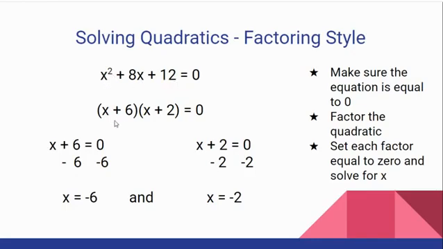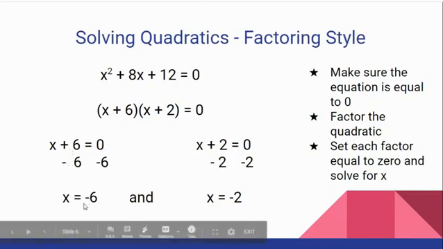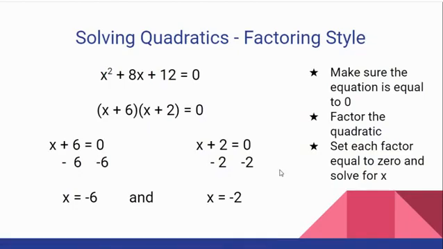When I factor this quadratic, I get x plus 6 and x plus 2. Using the zero product property, that means either the first factor, x plus 6, equals 0, or the second factor, x plus 2, equals 0. I solved each equation, so I subtracted 6 from the first equation and got x equals -6, and I subtracted 2 on the second factor and got x equals -2. Remember, most quadratics have two solutions, so my solutions are x equals -6 and x equals -2.